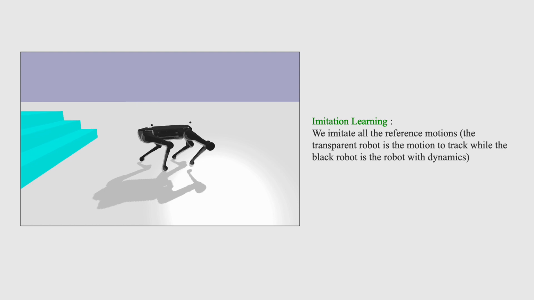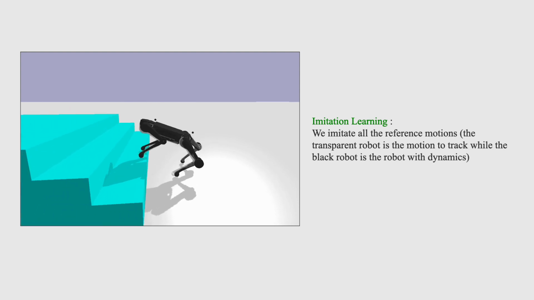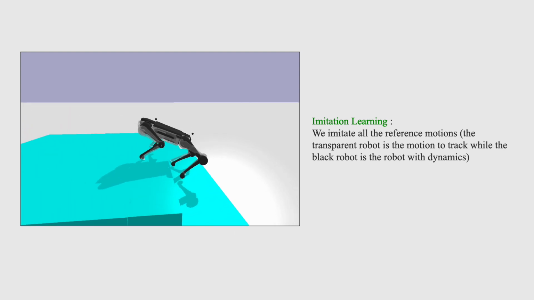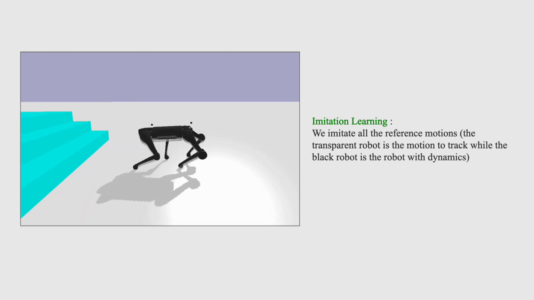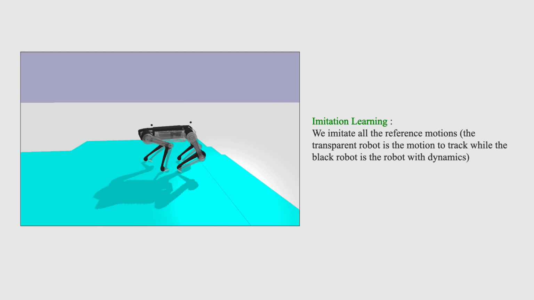In the imitation learning process, we imitate all the reference motions. The transparent robot is the motion to track, while the black robot is the robot with the dynamics.